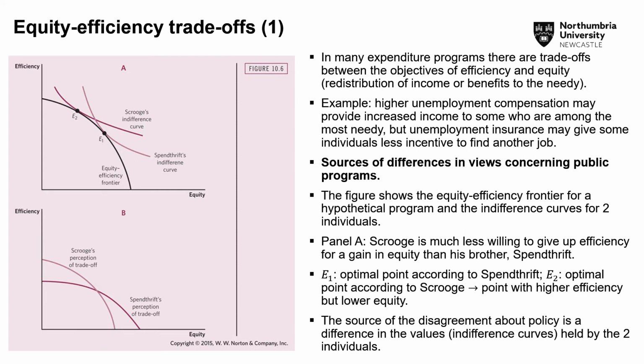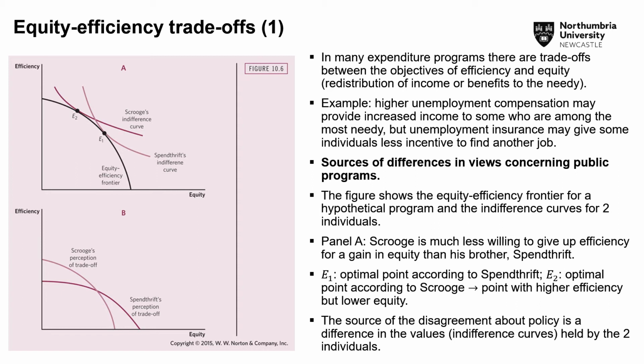Now let's talk about the equity efficiency trade-offs. What is important to realize here is that there are differing views on public programs. Specifically, we come across trade-offs between the objectives of efficiency and equity. As an example, high unemployment compensation may provide increased income to some who are among the most needy, but unemployment insurance may give some individuals less incentive to find another job. So as you can see, there is a trade-off that arises.